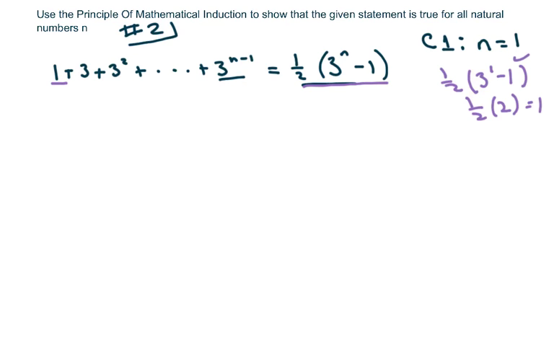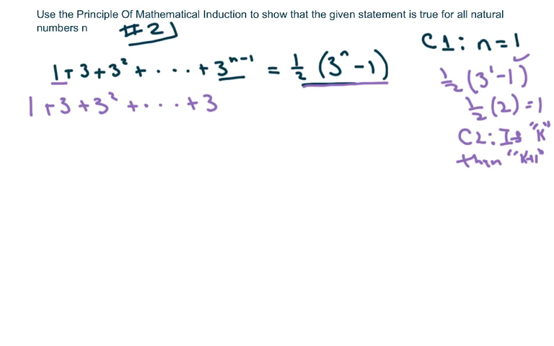So that checks. Now condition 2 states: if it holds for some k, then show that it works for k plus 1. So basically, I'm going to write this out again with k. It's 1 plus 3 plus ... plus 3 to the little k minus 1 equals 1/2 (3 to the k minus the big 1). And I say little and big just to make sure you write this down right.